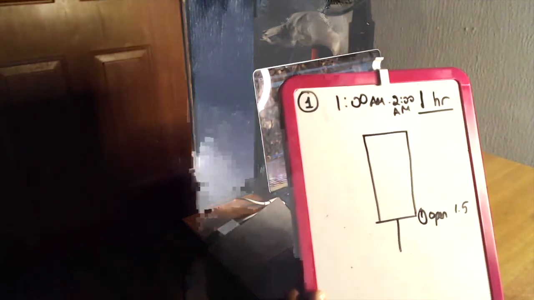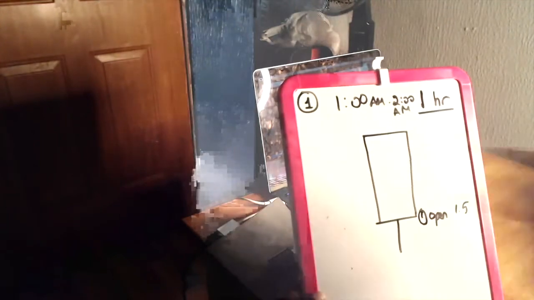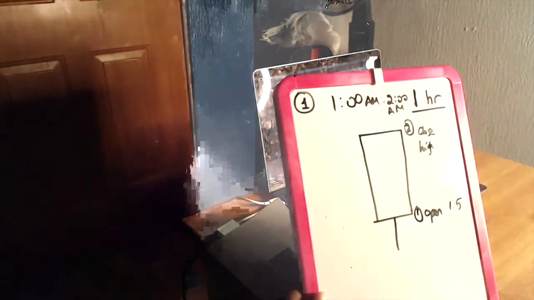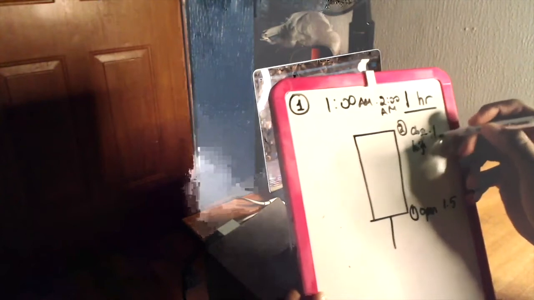Now, again, just like before, we now no longer have the high point at the top. The high point and the close point have become the same. So this can be considered the close and the high. It went up to the highest point and closed at that high point at 2 a.m. at 1.6.